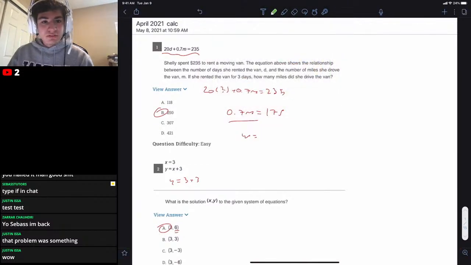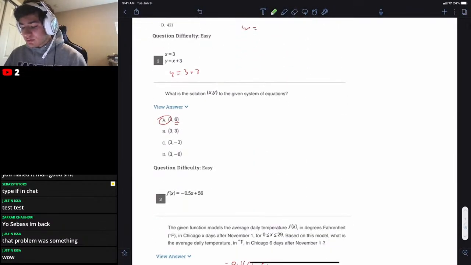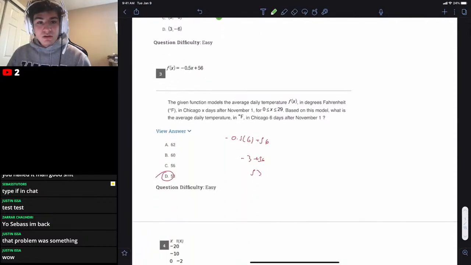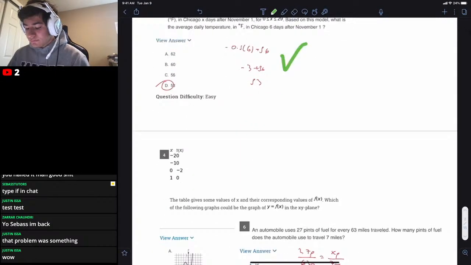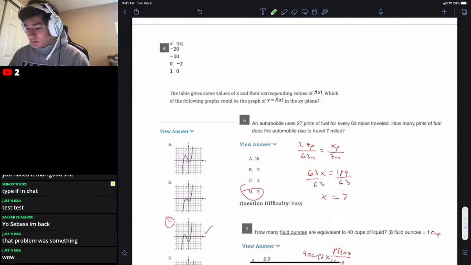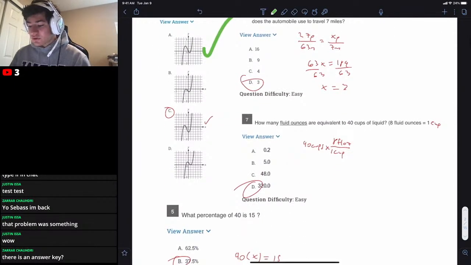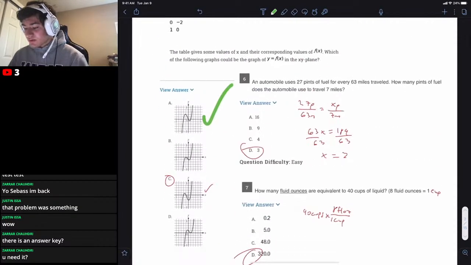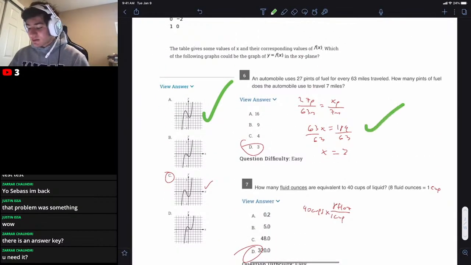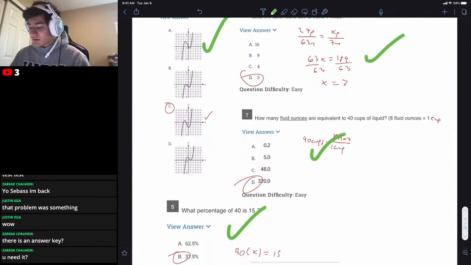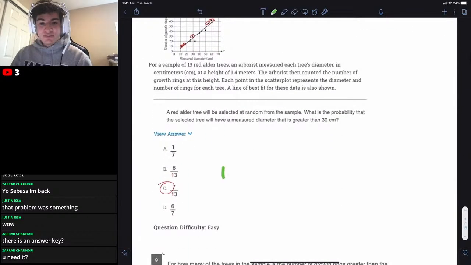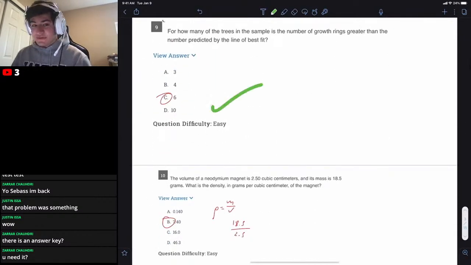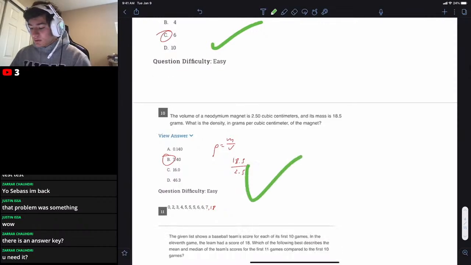1 is B, A, D, perfect. C, good. 4 is C. 5 is B. This is weird the way they organize this. 6 is D. 7 is also D. Good. 8 has to be C. 9 has to be C. 10 has to be B. Okay.